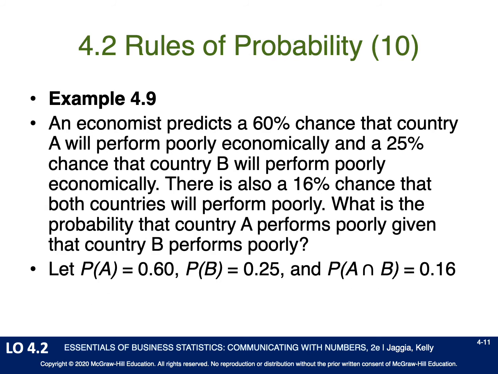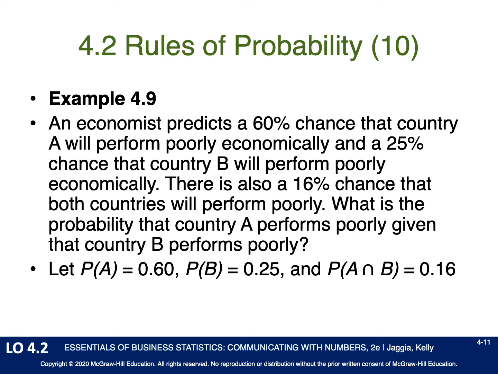So here we're told that an economist predicts there's a 60% chance that country A will not do very well economically, and a 25% chance that country B will do poorly. There's a 16% chance that both countries will do badly. So what is the probability that A performs poorly given that B performs poorly?